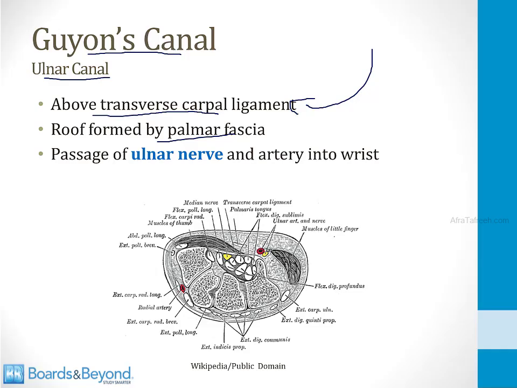Let's look at this drawing on the screen here. These are the carpal bones here, and this is the median nerve found in the carpal tunnel, which is below the transverse ligament shown here. The ulnar nerve is found above the transverse ligament. That's Guyon's canal. It's between the transverse ligament and fascia of the palm up here. And this is where the ulnar nerve passes into the wrist, and if this canal becomes narrowed or compressed, that can lead to ulnar nerve lesions.